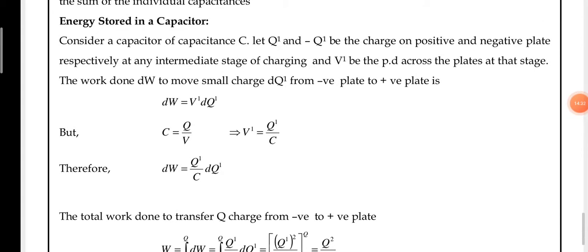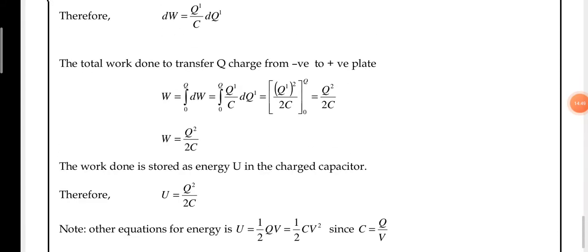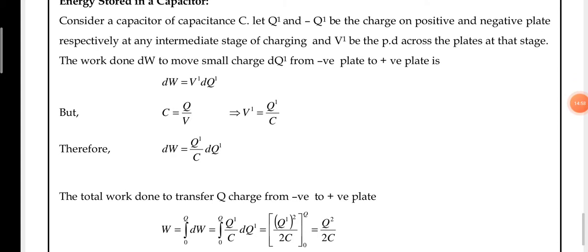Consider a capacitor of capacitance C, and let Q dash and minus Q dash be the charges on the positive and negative plates respectively at any intermediate stage of charging. There should be a diagram here. You must draw the diagram; in the video classes I have already given it.